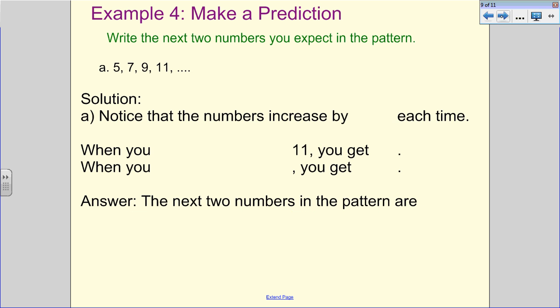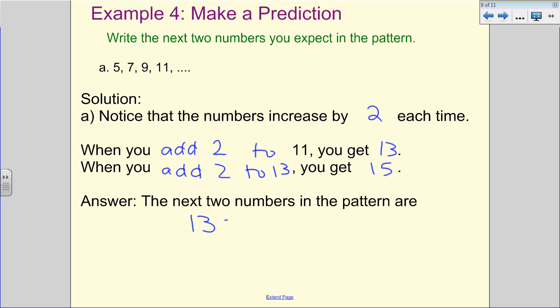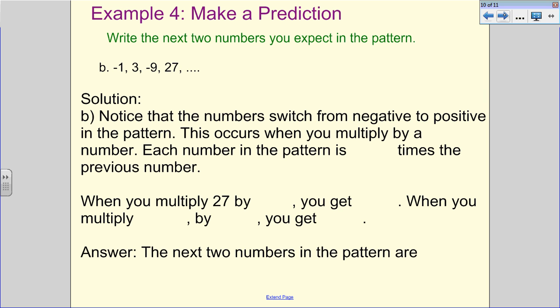All right, we're also going to make numerical predictions. So we have the pattern 5, 7, 9, 11. We need to make the next 2 numbers. So notice the numbers increase by 2 each time. So when you add 2 to 11, we get 13. Now this 13 needs to become the next number in our pattern, so we're going to add 2 to 13. We get 15. So the answer, the next 2 numbers in the pattern are 13 and 15.